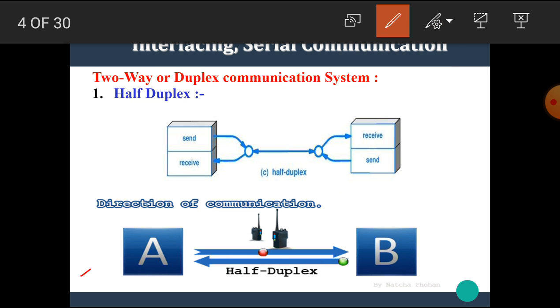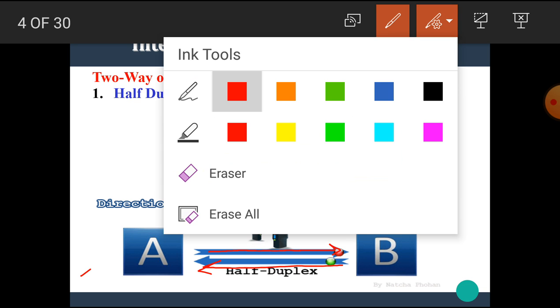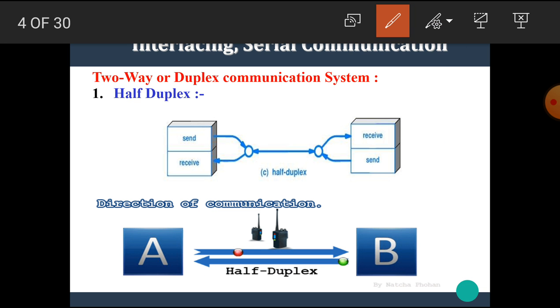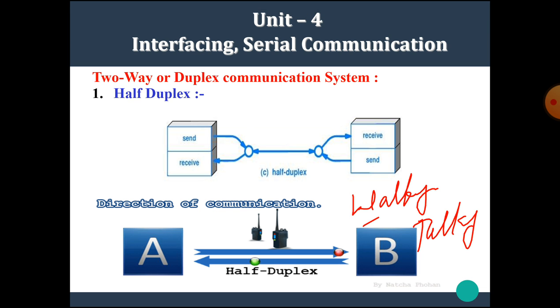Here we can see that A transmits its data towards B, and after complete transmission of this data, B can transmit its data towards A. That means both the processes cannot be done simultaneously. The example of the half duplex communication system is the walkie-talkie used for military purposes. I hope you all understand this half duplex communication system.